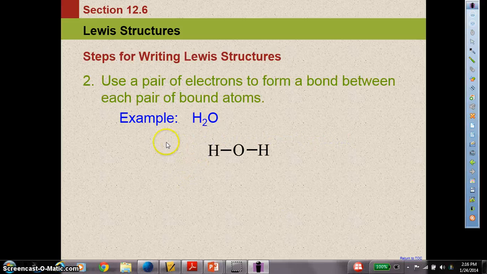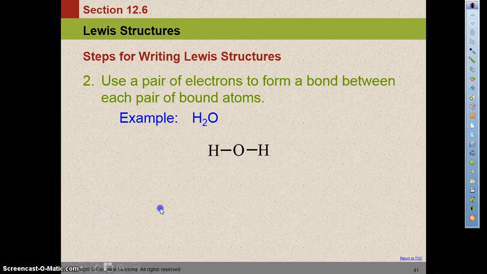On the second step, what we're going to do is use electrons to bond those atoms together. So we're going to put a bar here, and 1 bar equals 2 electrons. So here's 2 electrons here and 2 electrons here that are being shared in order to form the Lewis dot structure.